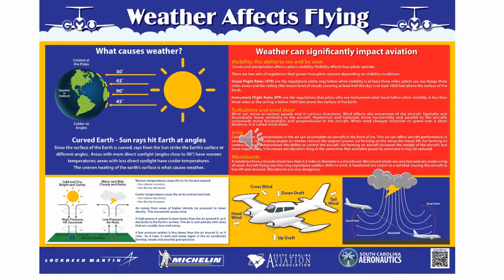Curved Earth. Sun rays hit the Earth at angles. Since the surface of the Earth is curved, rays from the sun strike the Earth's surface at different angles. Areas with more direct sunlight, angles that are closer to 90 degrees, have warmer temperatures. Areas with less direct sunlight have cooler temperatures. The uneven heating of the Earth's surface is what causes weather.